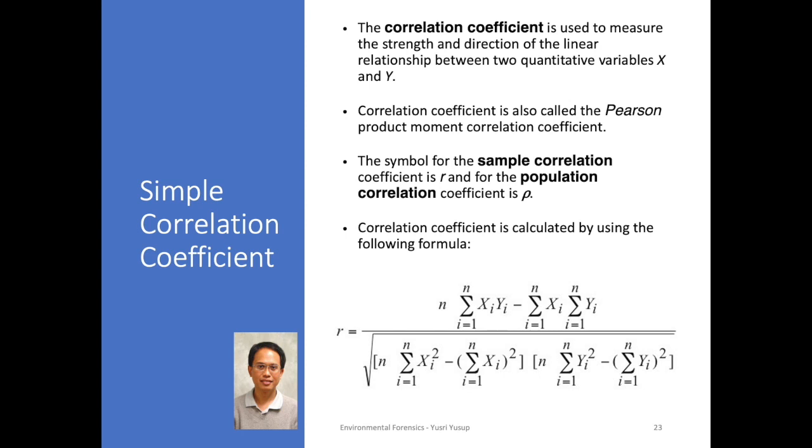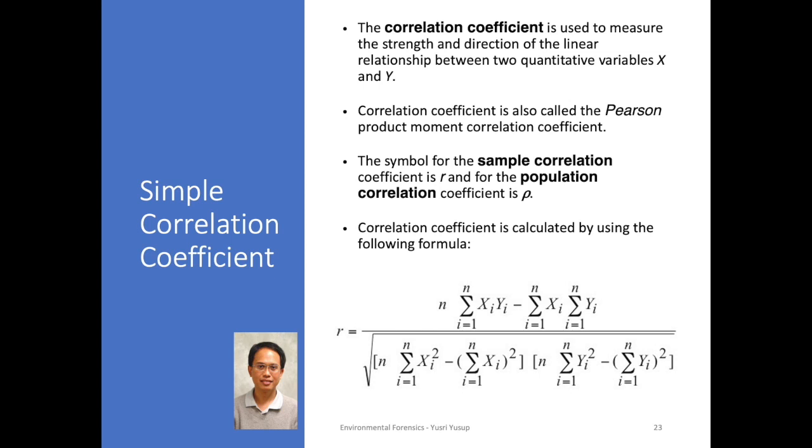We can calculate the correlation coefficient in a correlation analysis by using the equation shown here. The correlation coefficient is used to measure the strength and direction of the linear relationship between two quantitative variables x and y. So it is a value, this correlation coefficient, that can be used to show how strong the relationship is between x and y or between temperature and PM10 concentration. Correlation coefficient is also called the Pearson product moment correlation coefficient.